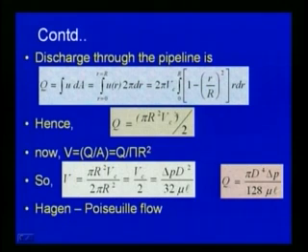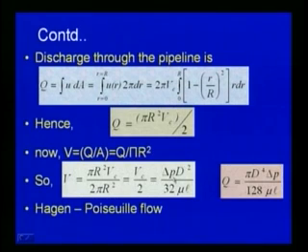And now, if we introduce V is equal to Q by A, which is the average velocity, we get V is equal to Q by pi R square. So, here V is the average velocity. So, V is equal to pi R square V c by 2 pi R square. So, that we get V is equal to V c by 2. So, the average velocity will be half of the maximum velocity as far as pipe flow is concerned.